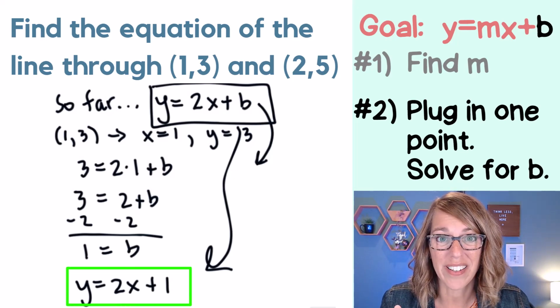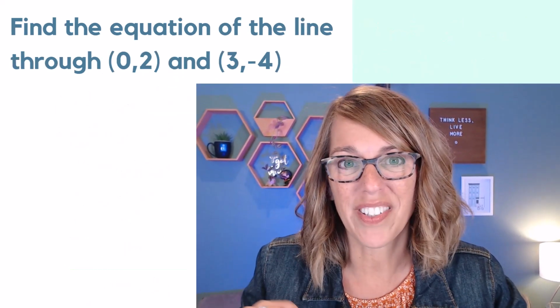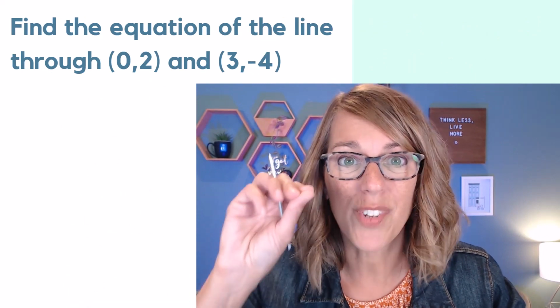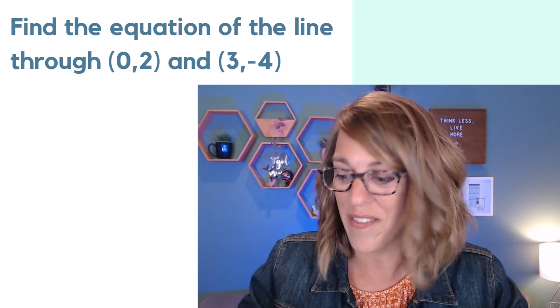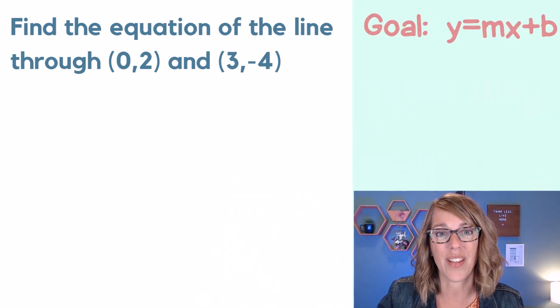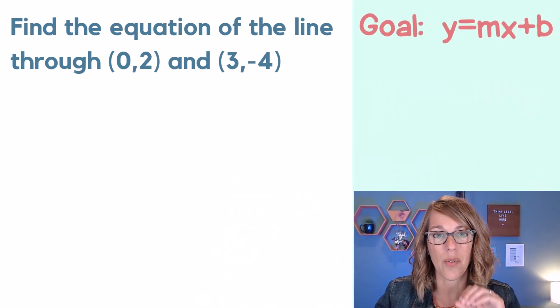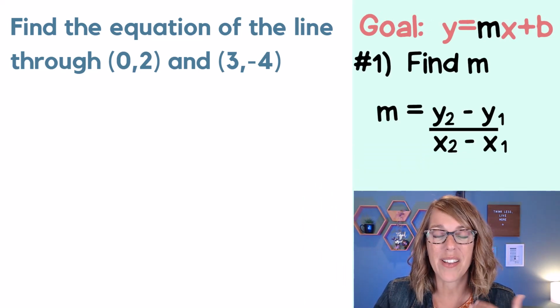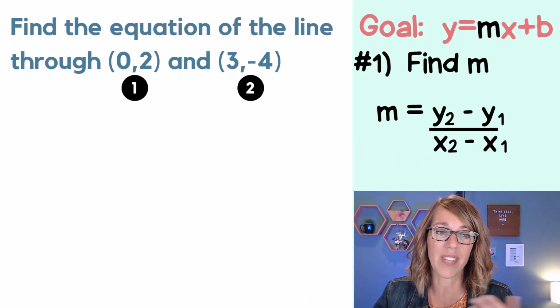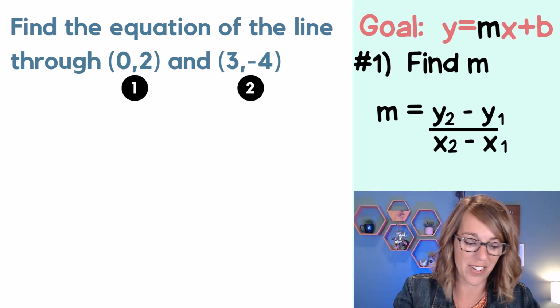Here comes another one. I'm going to show you some examples that have some special cases and some shortcuts that you can be looking for. This is actually one of them. However, I want to start the very same way. I know that my goal is to get y equals mx plus b. I need that m, I need that b. We're going to start by finding m, and I'm going to label those points so I can do that.